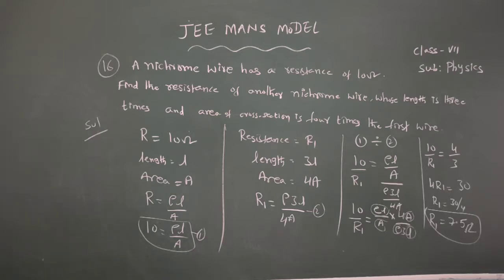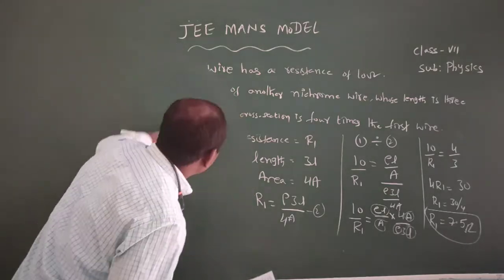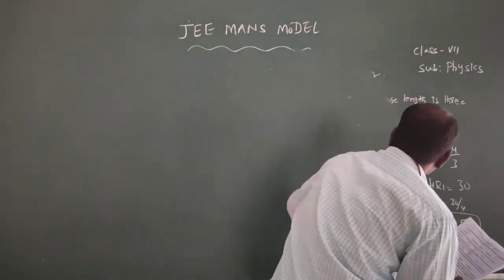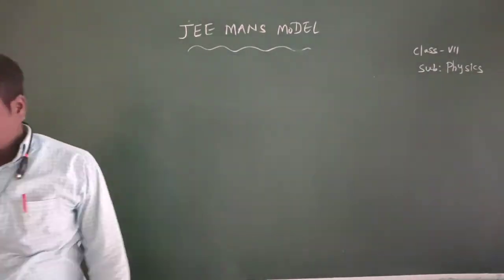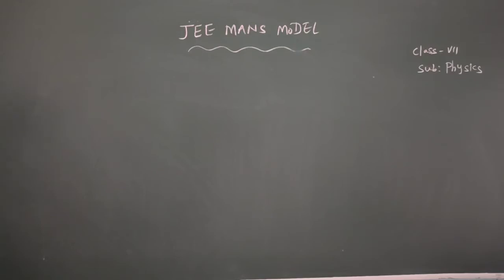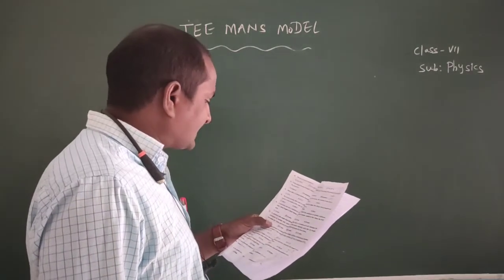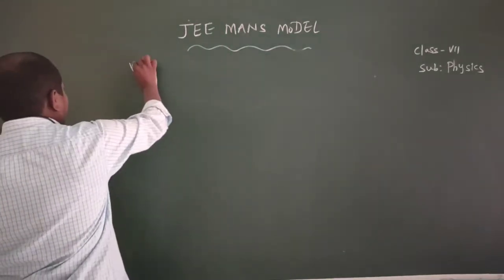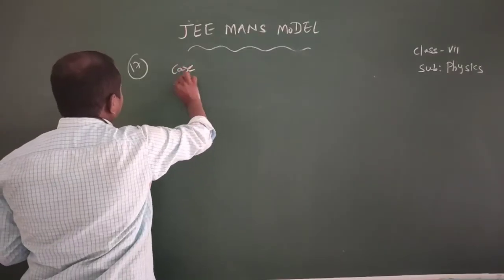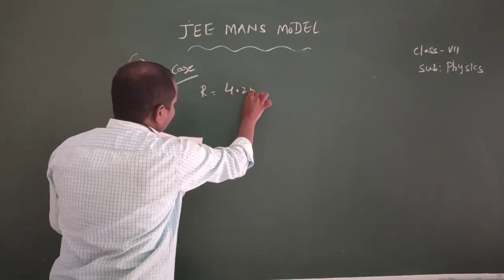Okay. Next one, question number 17. A resistance wire made from German silver has a resistance of 4.25 ohms. Calculate the resistance of another wire made from the same material such that the length is increased by 4 times and the area of cross section is decreased by 3 times. In the 17th one, in case 1, R is given. R equal to 4.25 ohms.